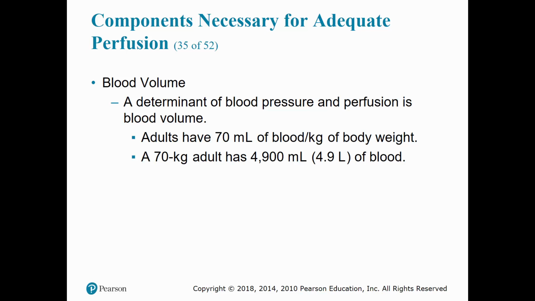One of the determinants of an adequate blood pressure and perfusion is blood volume. An adult has approximately 70 milliliters of blood for every kilogram, or 2.2 pounds, of body weight. Thus, a patient who weighs 154 pounds, or 70 kilograms, would have approximately 4,900 milliliters, or 4.9 liters of blood volume. Blood volume correlates with body mass. Therefore, a larger patient would normally have a greater blood volume.